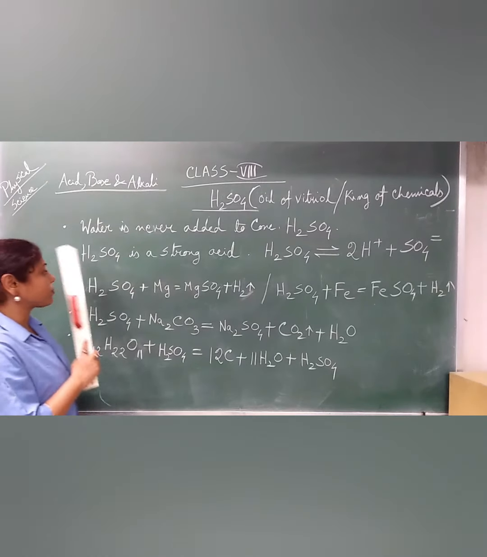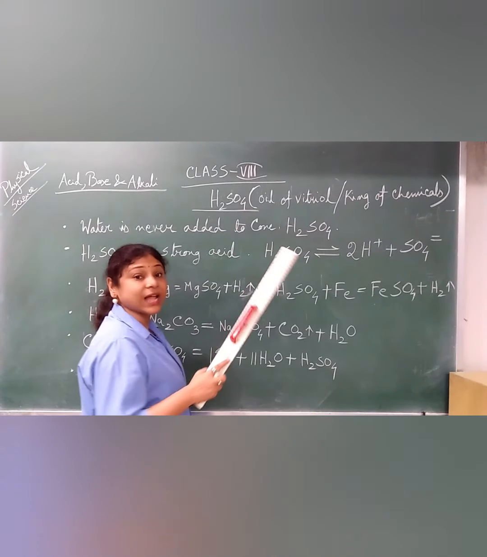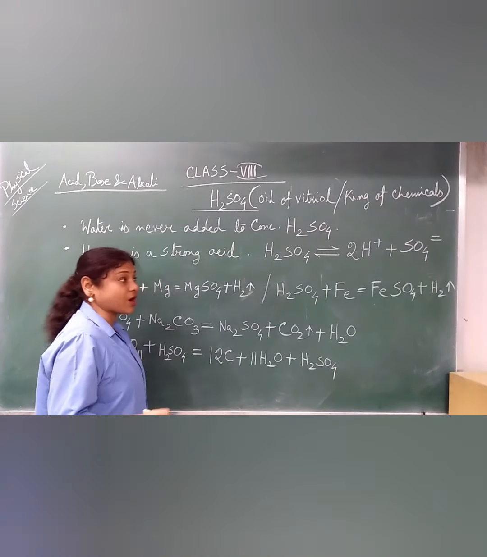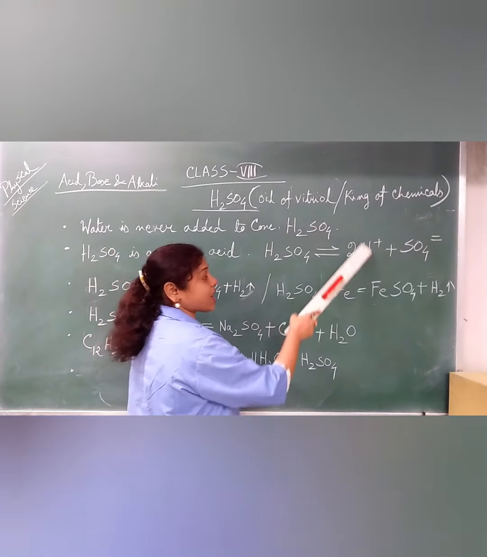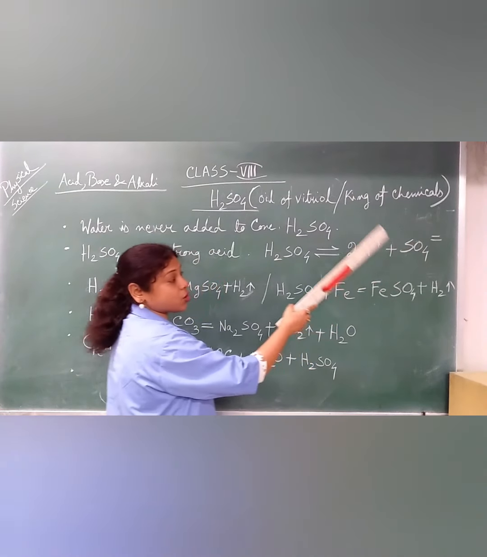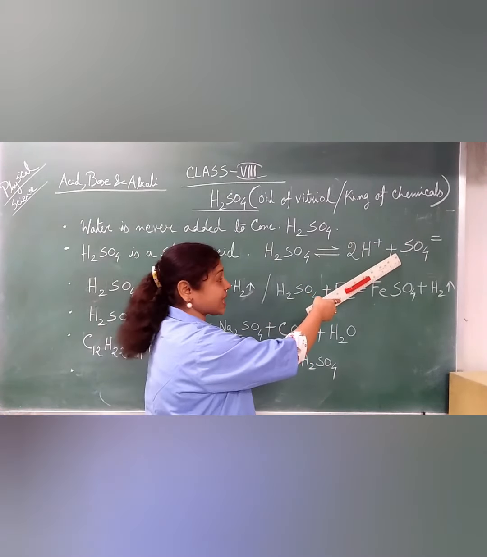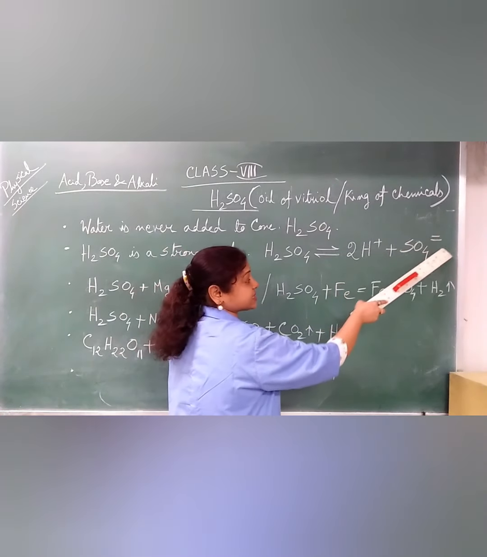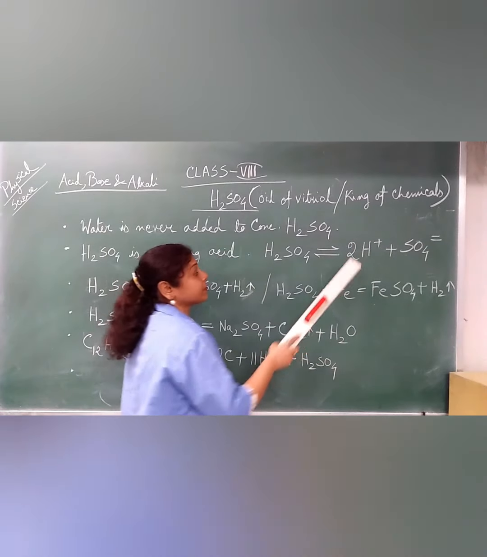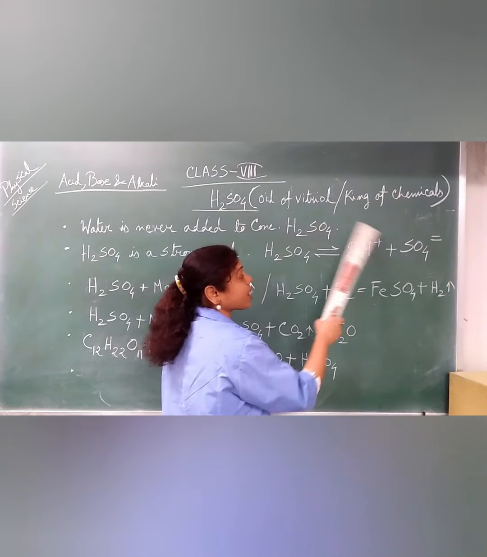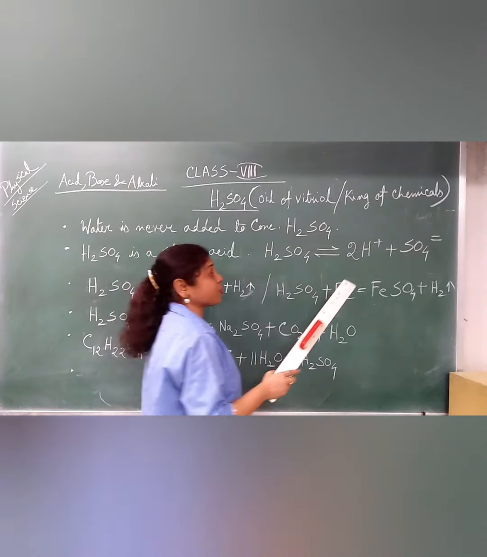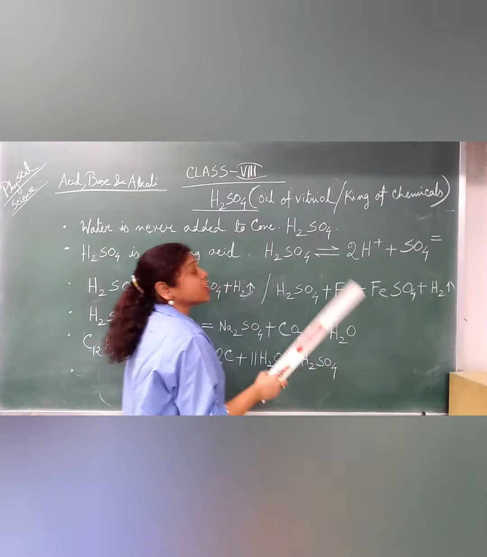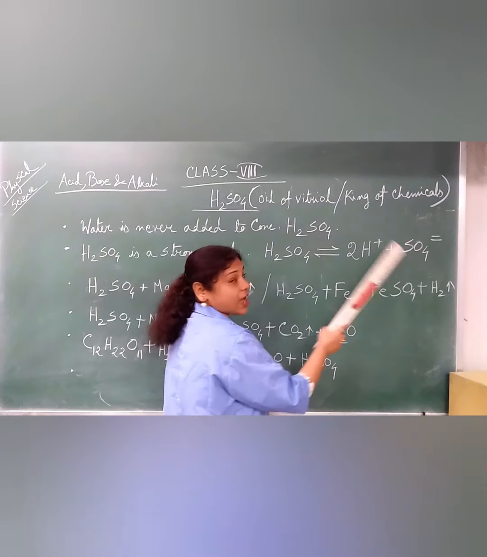Now the second point: H2SO4 is a very strong acid like HCl. That means H2SO4 ionizes completely in water into H plus and SO4 2 minus. This is the sulfate ion, an anion, and hydrogen is the cation. For balancing the 2 minus charge, since hydrogen has only 1 plus, 2 hydrogen ions and 1 sulfate ion will be produced.